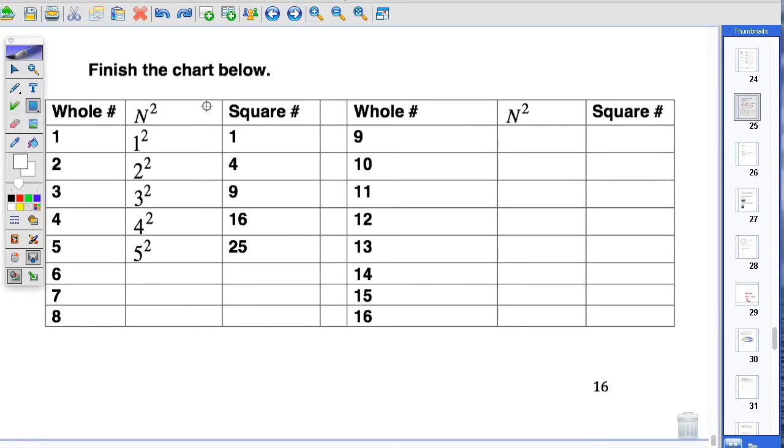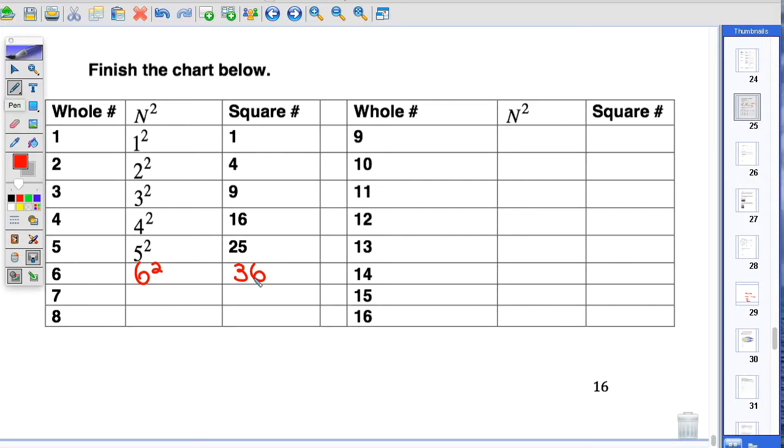The next is a chart that we're going to fill in. The first column is your whole numbers 1 through 16. The second column is that whole number squared. So if we have 1, we square it, we get 1, because 1 times 1 is 1. If we have 2 and we square it, we get 2 times 2 is 4. If we have 3 and square it, 3 times 3 is 9. If we have 4 and square it, we get 16. 5, we square it, we get 25. 6, we square it, we get 36.